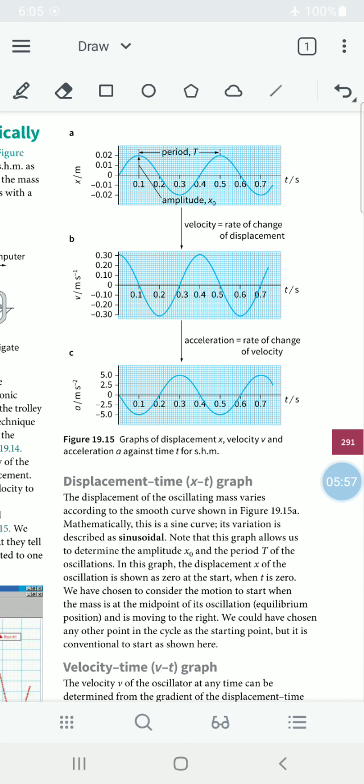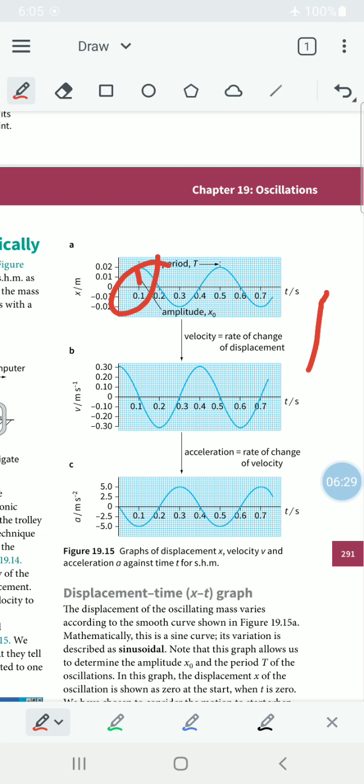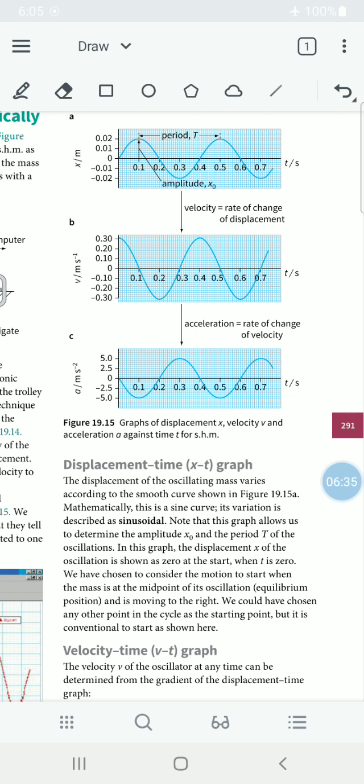So, the top graph. Mathematically, this is a sine curve. Its variation is described as sinusoidal. Note that this graph allows us to determine the amplitude x0 and the period T of the oscillation. Obviously, amplitude is the highest displacement. Because this is a displacement time graph, we can take this height as the highest movement possible, and that gives us the amplitude.